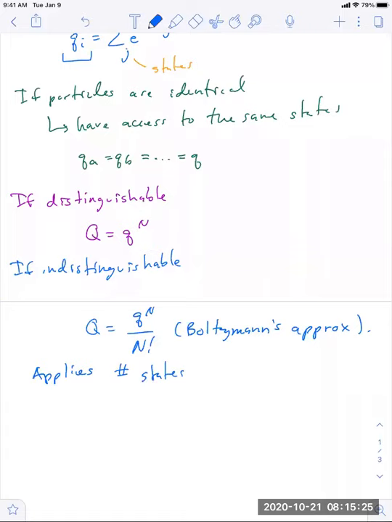So if the number of states is much larger than the number of particles in the system, then generally, if we think about how the number of states grows or decreases, this is good at sufficiently high temperature or sufficiently low density. If we have high temperature, we're exploring a lot of states. If we have low density, then there aren't that many particles.